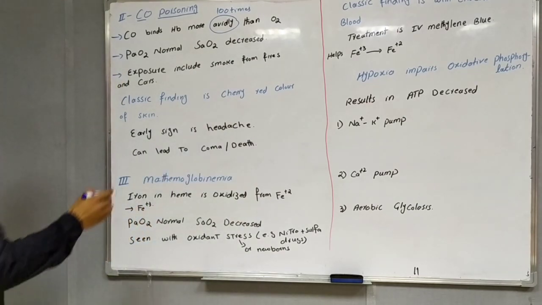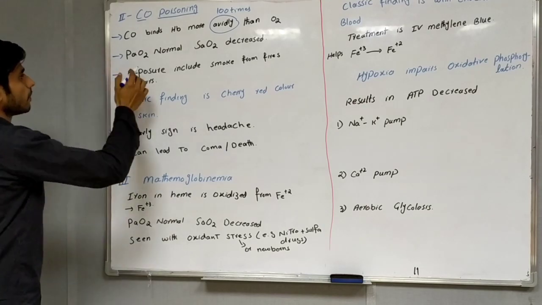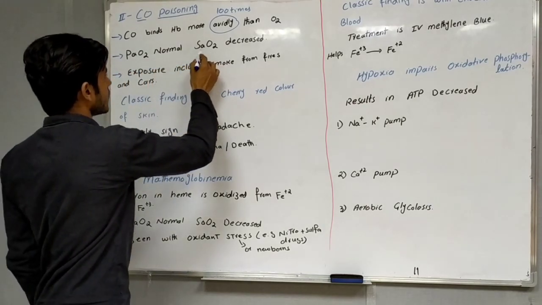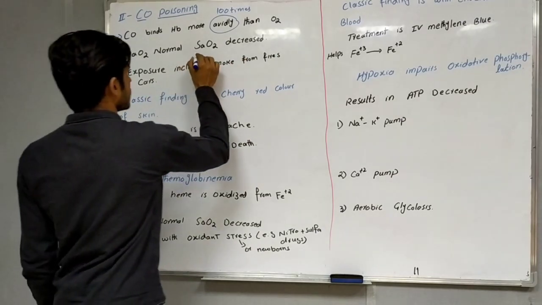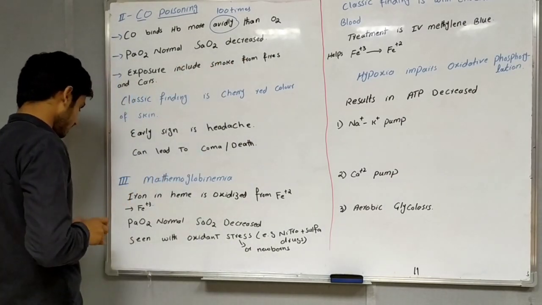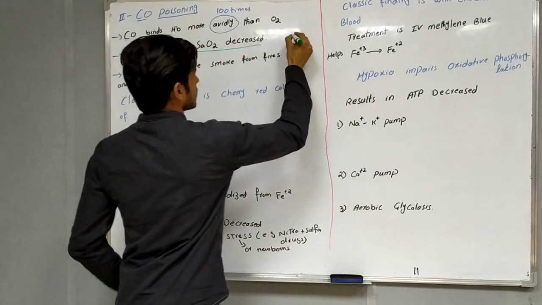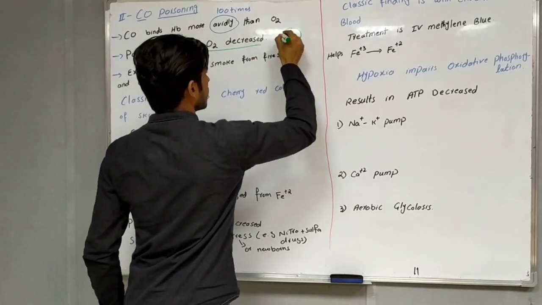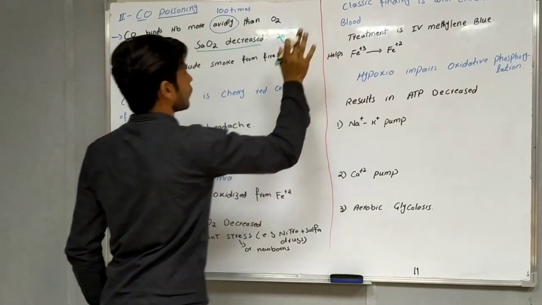So in this case, what will happen? The partial pressure of oxygen in the blood will be normal, but the concentration of oxygen in the hemoglobin will decrease. Why does this happen? We can prove it. Let's suppose this is a hemoglobin, and one hemoglobin contains 2 molecules of oxygen here and 2 molecules of oxygen here, so 4 molecules.